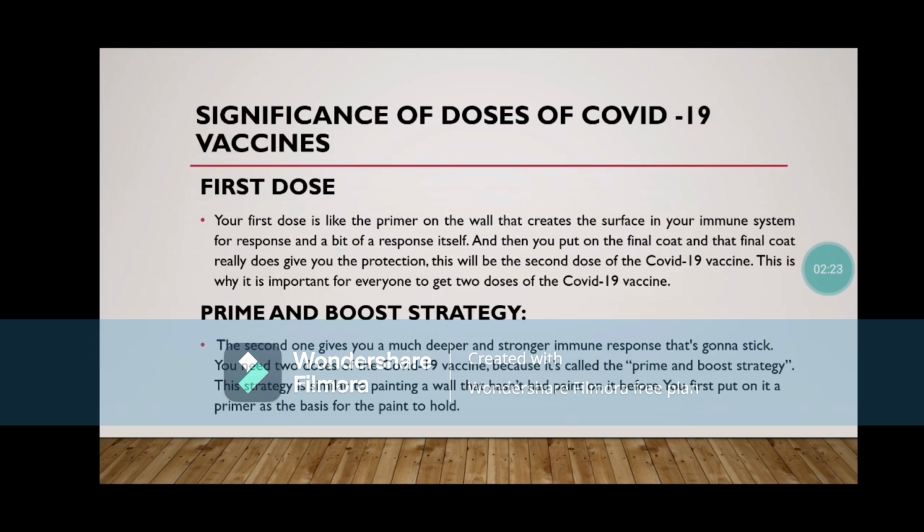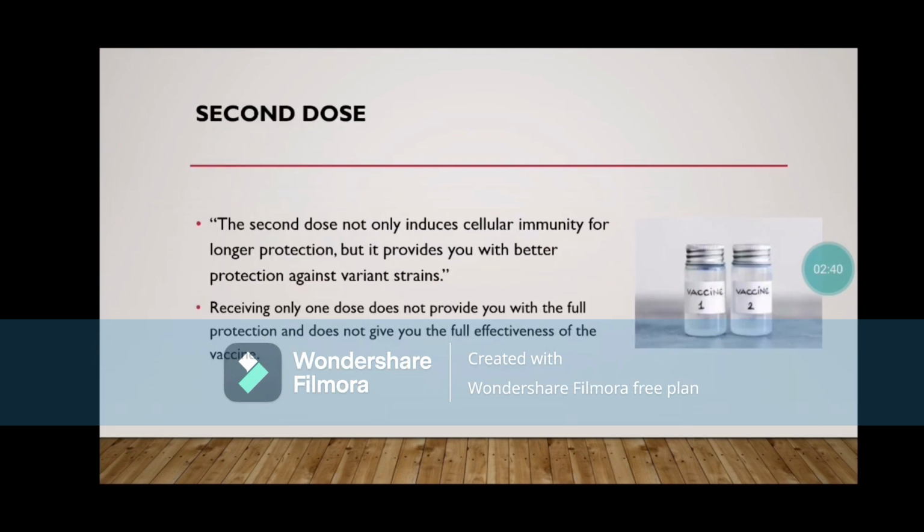Prime and boost strategy. The second one gives you a much deeper and stronger immune response that's going to stick. You need 2 doses of COVID 19 vaccine because it's called the prime and boost strategy. This strategy is similar to painting a wall that has not had paint on it before. You first put on a primer and then the second dose acts as the final coat. The second dose not only induces cellular immunity, which is the immune response for longer protection, but it also provides you with better protection against variant strains. As we know, mostly viruses have their variants which keep changing with time. So the second dose made us fully vaccinated.